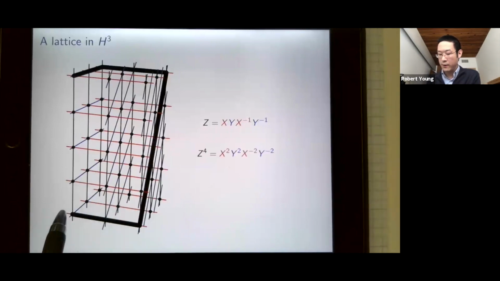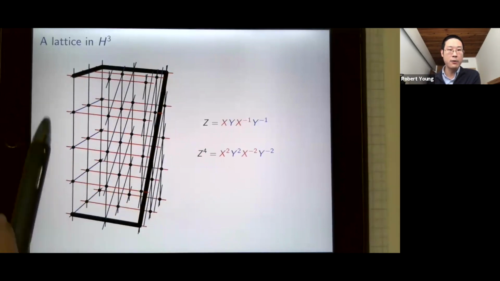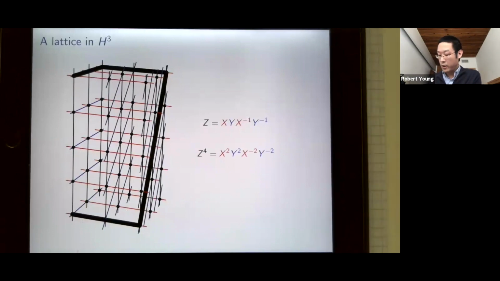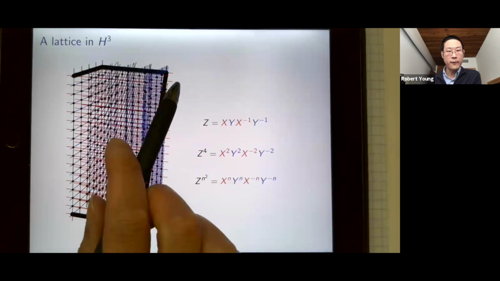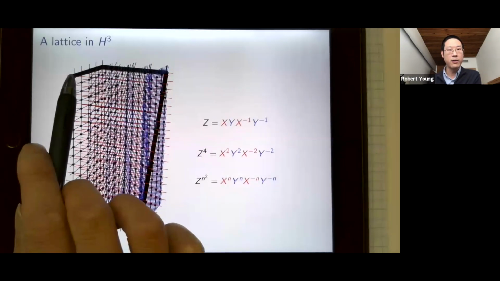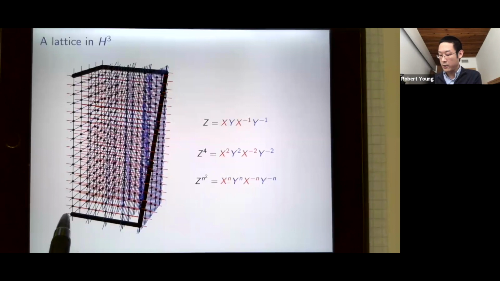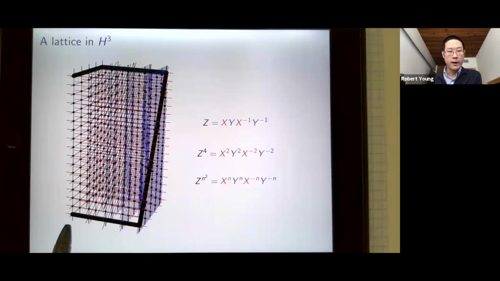We have a bigger one like this: x squared, y squared, x to the minus 2, y to the minus 2 is equal to z to the 4. We can draw a bigger one like so. In this case, x to the fourth, y to the fourth, x to the minus 4, y to the minus 4 is z to the 16. And more generally, x to the n, y to the n, x to the minus n, y to the minus n is z to the n squared. Going around a spiral, taking 4n steps in a spiral pattern, is the same as taking n squared steps going up and down.